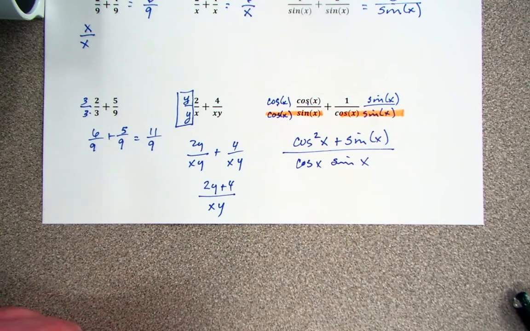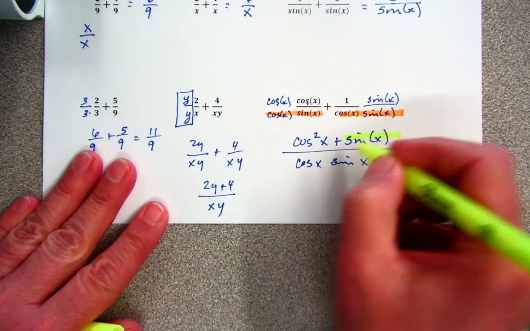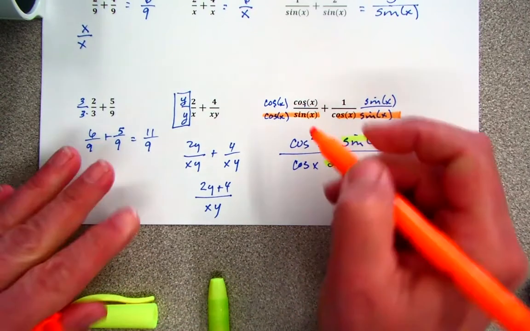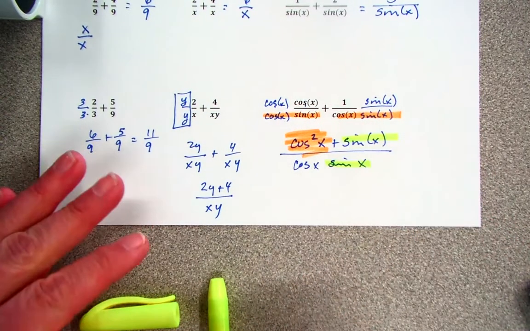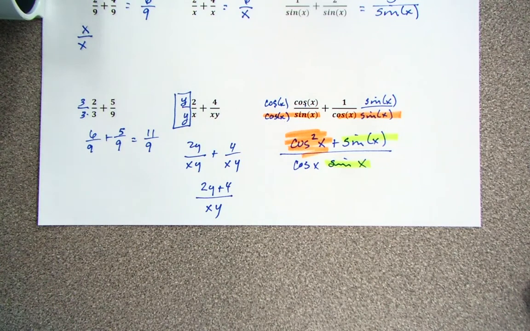Now lots of people will try to cancel. You cannot cancel anything in this fraction. If I was to cancel a sine, there is, yes, a sine in this piece of the numerator and in the denominator, but there is not a sine in this other piece of the numerator. So there's no way you can reduce that fraction. So if in doubt, I would say don't reduce, just leave it, and you're probably pretty safe.